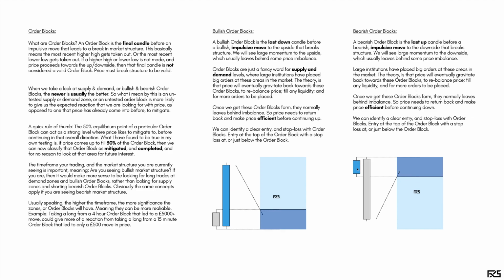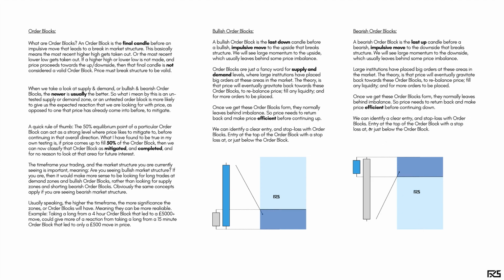So this is the order block. Price impulsively moved away, leaving behind imbalance and liquidity. Price needs to return back and make price efficient before continuing down. So we tap in, rebalance price, and then we continue to the downside.